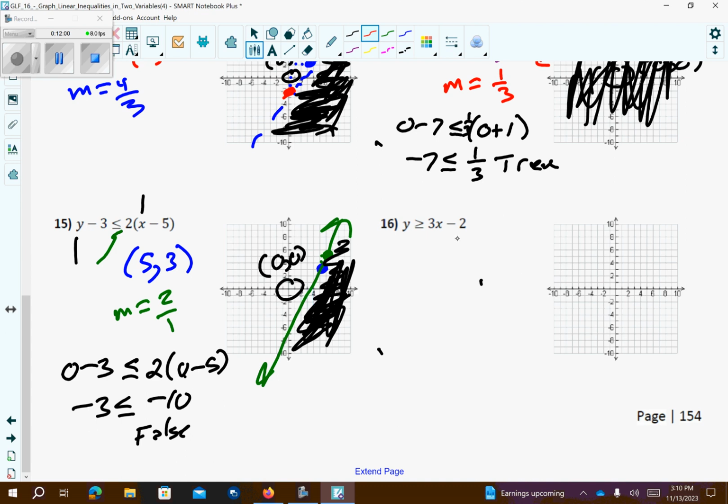All right, on this one, I know my y-intercept is going to be at 0, -2, which is down here. I have a slope of 3/1, so from here I'm going to go up 3, right 1, and this is a solid line.